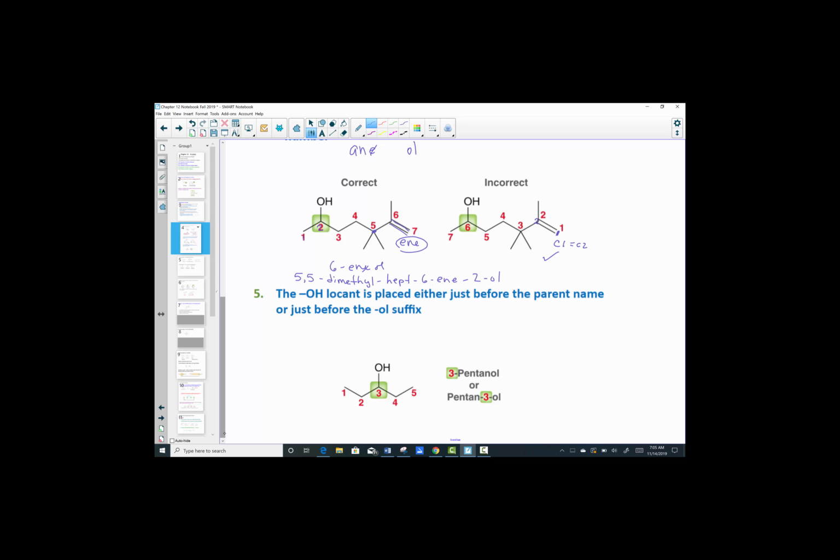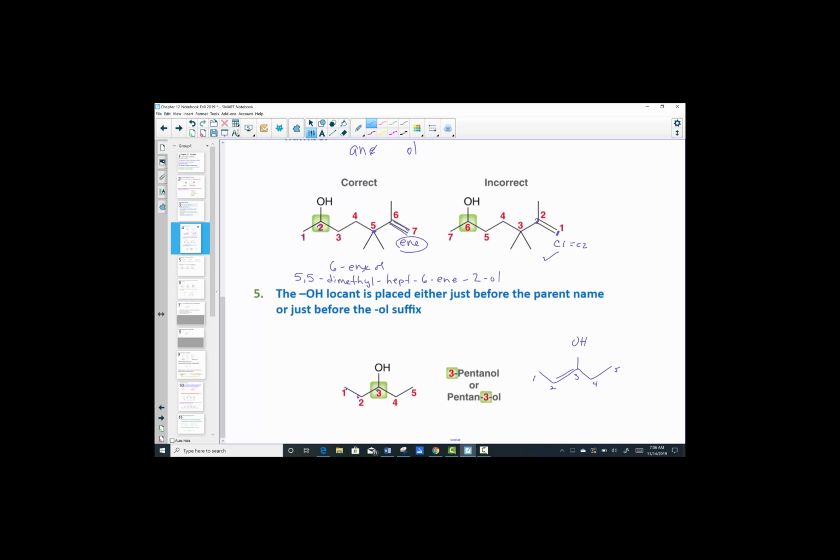The OH locant is placed either just before the parent name or just before the OL ending, as I modeled above. And it's critical that you put it before the functional group if you have more than one in the parent chain, just as we modeled. So you could say in this example, 3-pentanol or pentane-3-ol. If you had a double bond in there, let's say between carbon 2 and 3, now we must use the locant to let us know that there are both functional groups involved. And we need to number to make sure that not only the hydroxyl group gets the lowest number, but also that the double bond would get the lowest number.